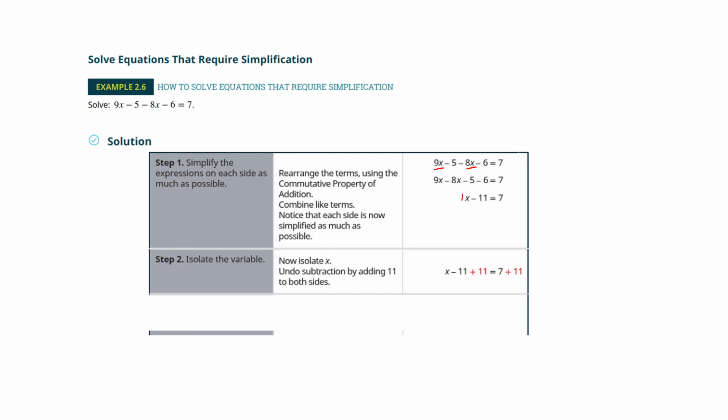Now, once we have them combined, we can just do the game we just did, where we're adding 11 to both sides, and we'd get x is 18.